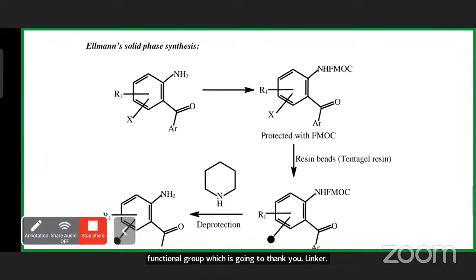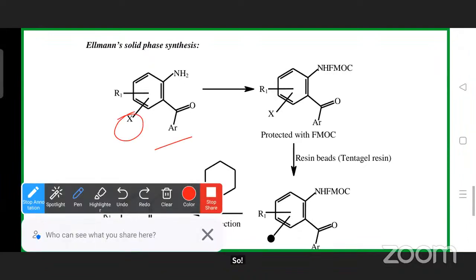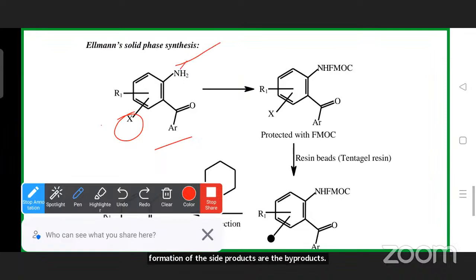the linker. So the carboxyl group is there and the X is there. So both are reactive groups here. To avoid the formation of side products or byproducts, we have to protect this amino group with an amino group protecting group. That is FMOC. FMOC is the amino group protecting group here. Okay, it is protected with FMOC.